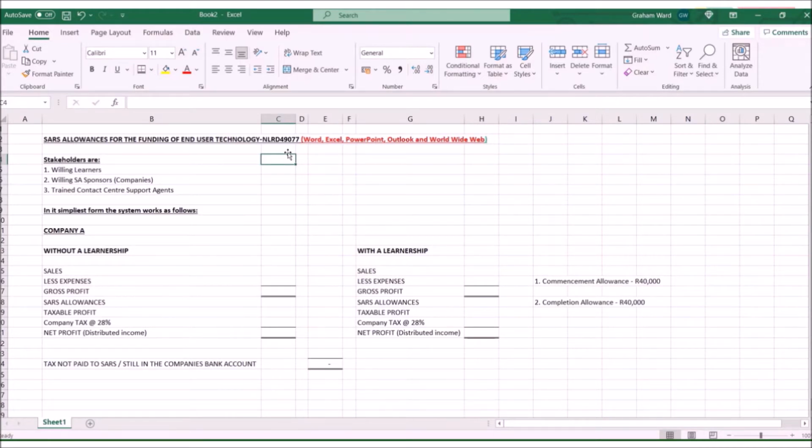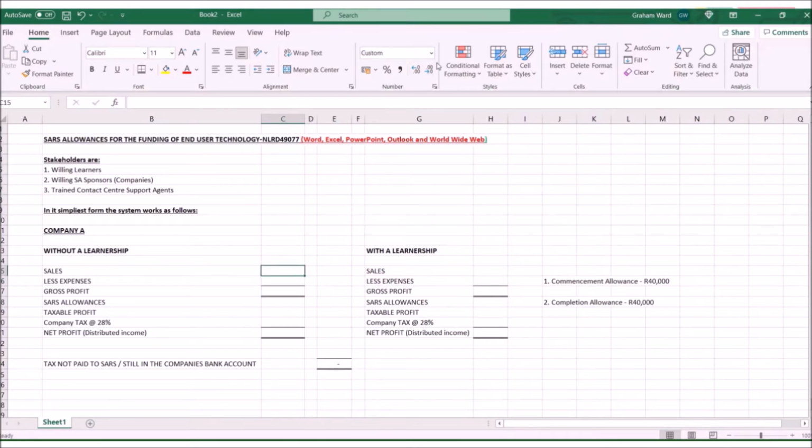So the stakeholders of such a learnership would be willing learners, willing sponsors, and contact center support agents or a training provider such as Award Training. They would enter into a learnership agreement, a tripartite learnership agreement, which would effectively enact the SARS allowances. So let's take a look at this example here.